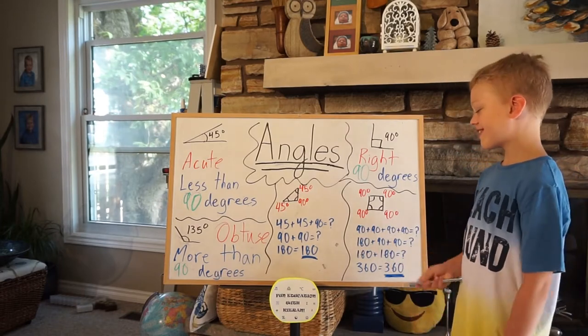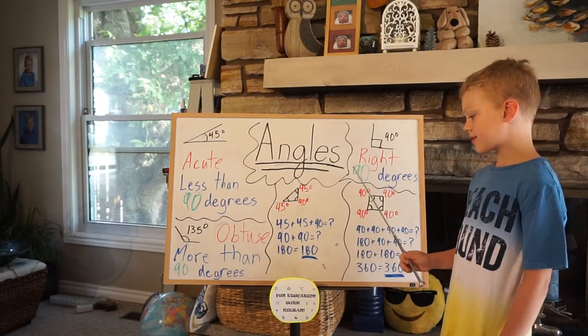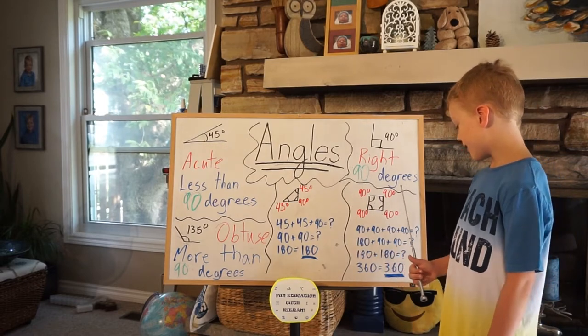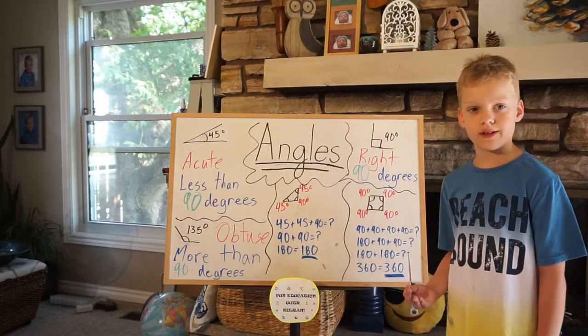You get it. If you draw a triangle and add up the angles, it's always going to be 180. Draw a square, add up the angles, always 360.